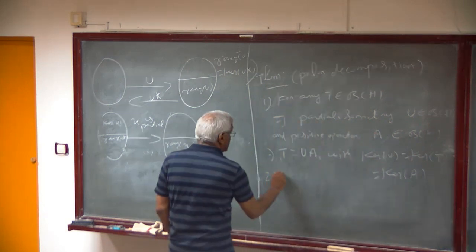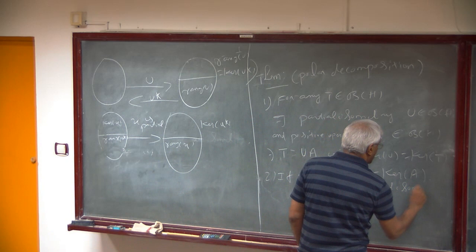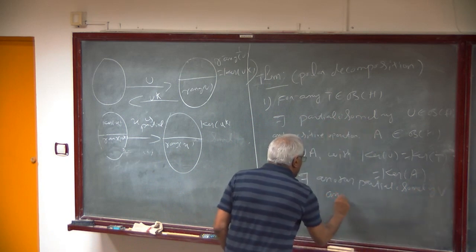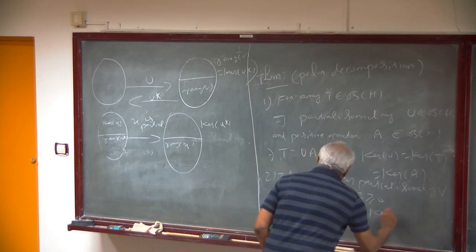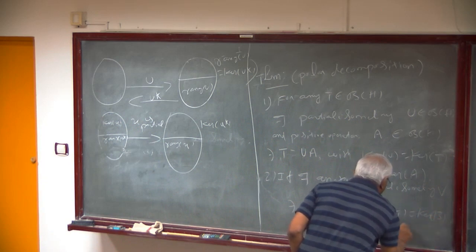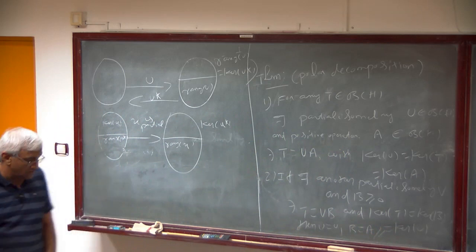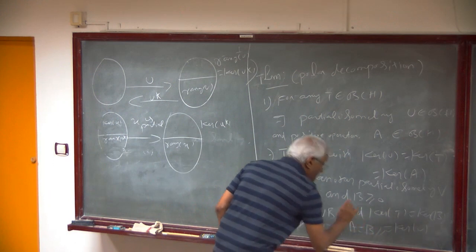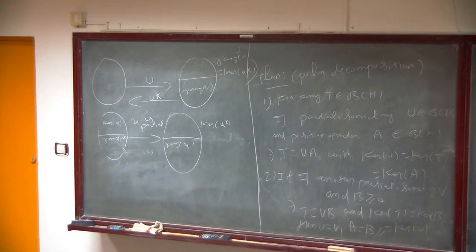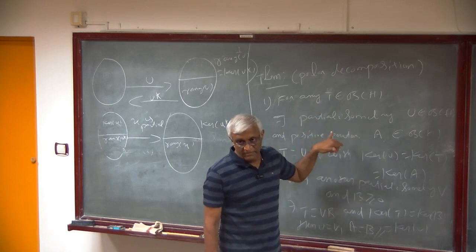The second statement is: if there exists another partial isometry V and B greater than or equal to 0, such that T equal to VB and this kernel condition is satisfied, kernel of T equal to kernel of B equal to kernel of V, then V equal to U and B equal to A. This A, or B, whatever we say, will be equal to the square root of T star T.